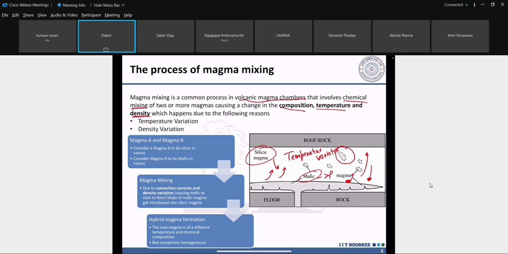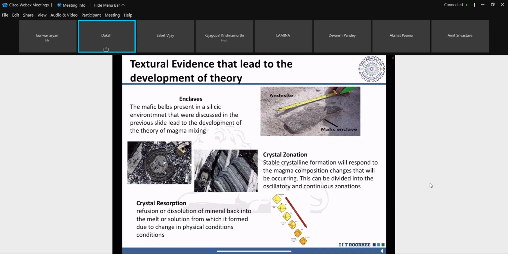Next, we are going to discuss the evidences that led to the development of this theory. Textural evidences that lead to the development of this theory. First being enclaves. What are enclaves? The mafic blebs that we discussed in the previous slide are the first insight, the first textural evidence, about magma mixing.